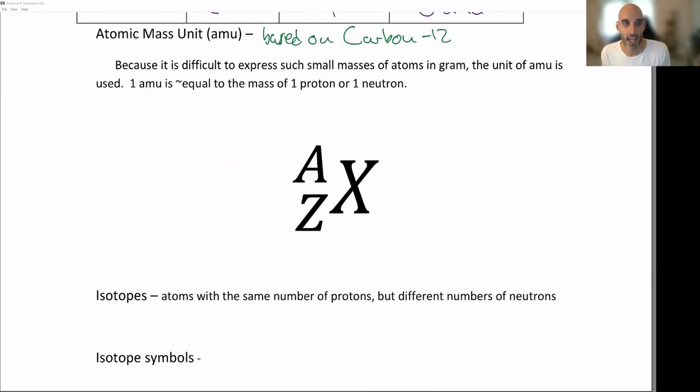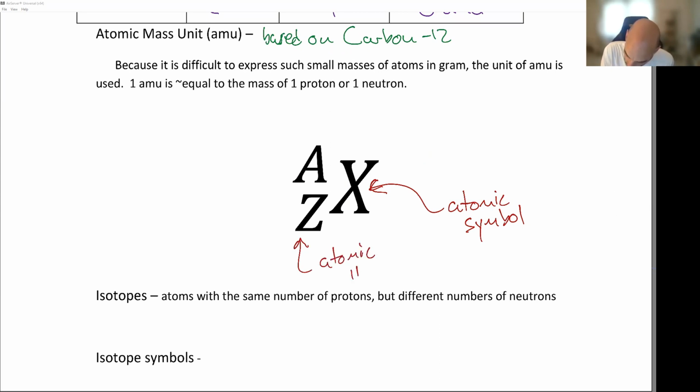So we have elements, and we can describe them in a number of ways. This is generally the formula that you're going to see. In the center, actually, I'm not going to go that way, I'm going to go down. In the center, the X, or the atomic symbol, is just, as we would expect, the element. The Z value is the atomic number, and that is equal to the number of protons.